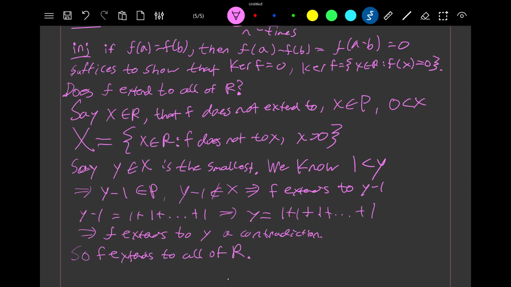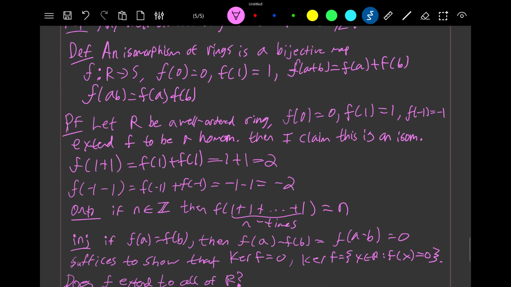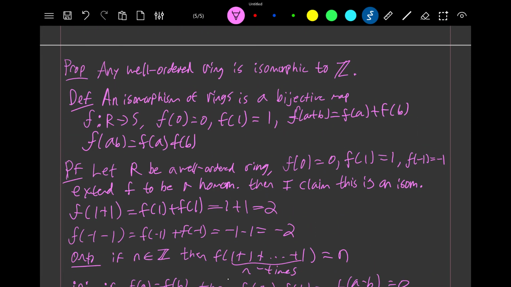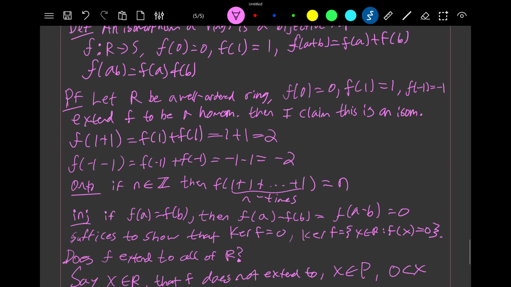And namely, we showed that every positive element of R is of the form 1 plus 1 plus a bunch of 1s, and every negative element is just -1, -1, -1, -1. And none of those are in the kernel, so we're injective. And so we just showed that a well-ordered ring is isomorphic to the integers.